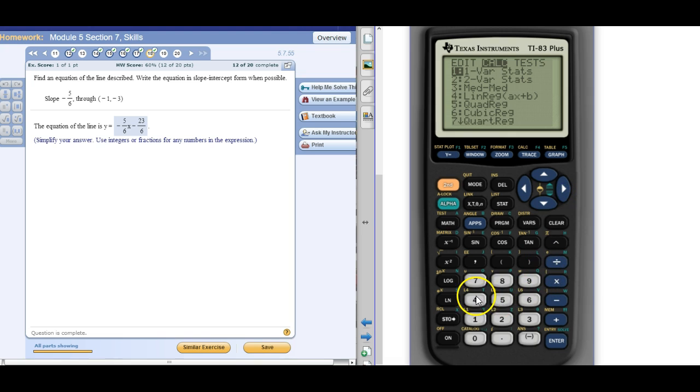The other option you can do is when you run the regression, and you get your a and b, you can actually type this in. You can type in -0.8 and then a whole bunch of 3s, like fill up a whole line of 3s, and then press math into fraction. And your calculator understands that you want to convert that repeating decimal into a fraction.